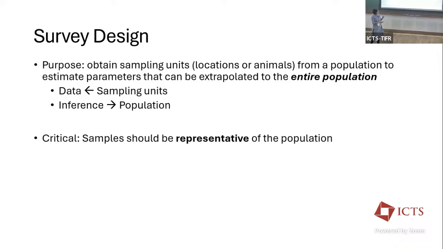So this is really critical. Whatever locations you choose must be representative of the entire population. How do you make them representative of the entire population? Anybody knows? Yes.